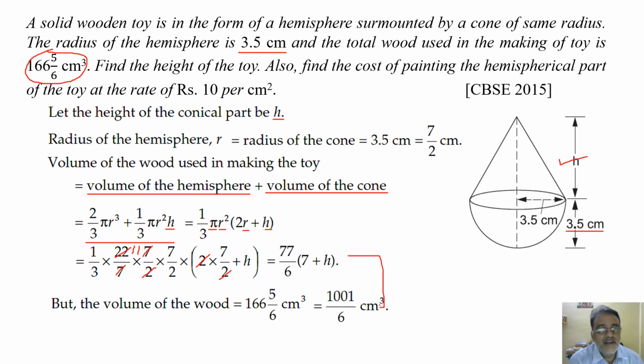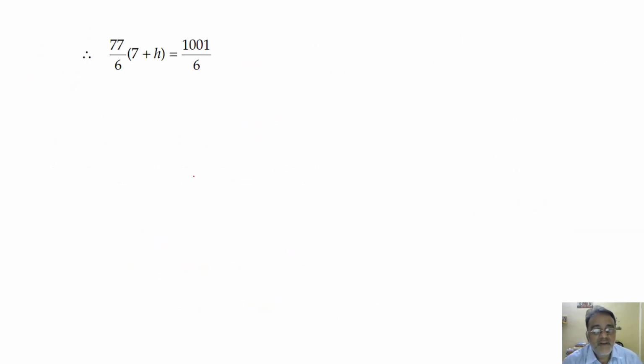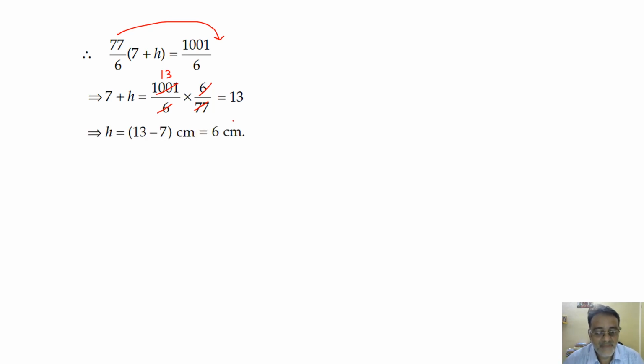ठीक है, दोनों को equate करके हम लोग solve करेंगे. Right, तो इसको यहाँ पे shift करेंगे हम लोग. So it will be reciprocal, that is 6 by 77. 6 cancel, and this also we can cancel with 77, so 13. So we are getting 7 plus h is equals to 13. So what is the value of h? 13 minus 7, 6 centimeter. Right.